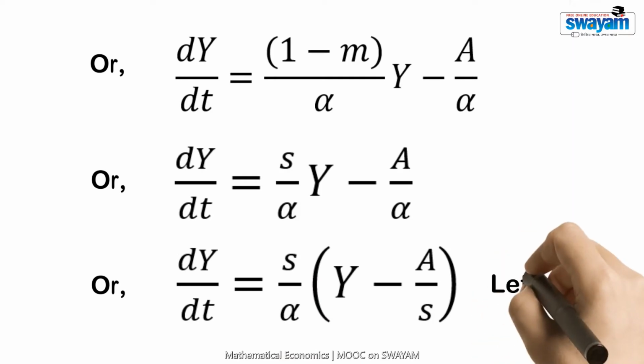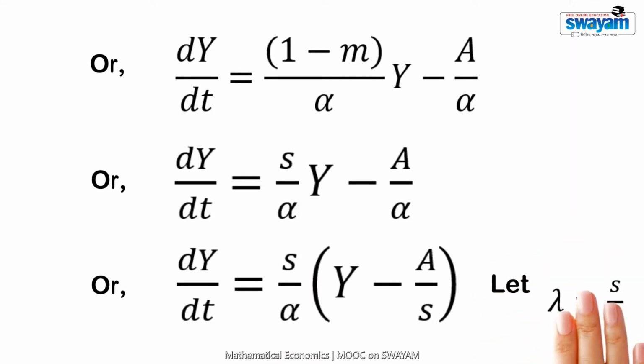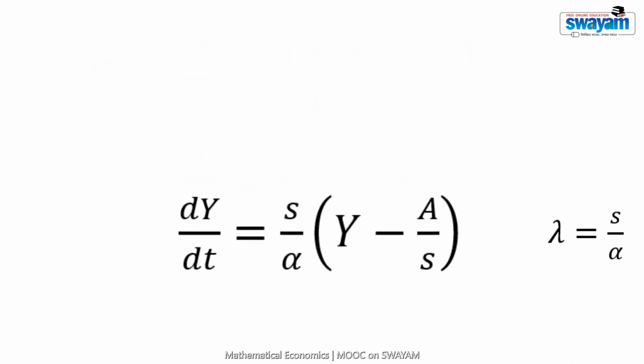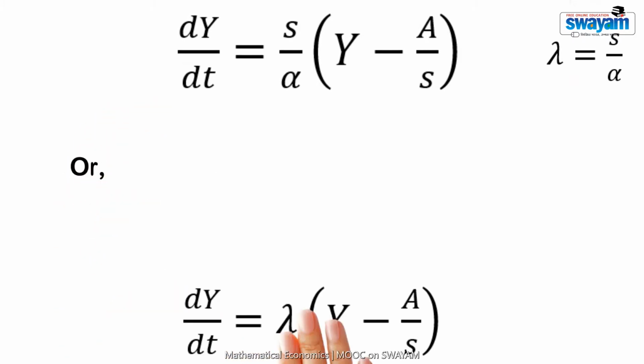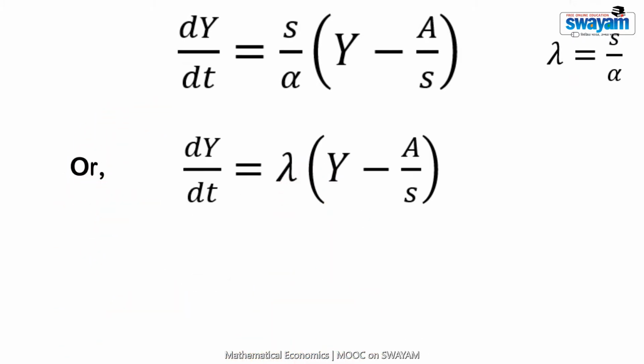Taking lambda equal to S by alpha, we arrive at a first order linear differential equation. Solving this equation will give the time path of growth in income, and the solution depends on A. There may be two cases.